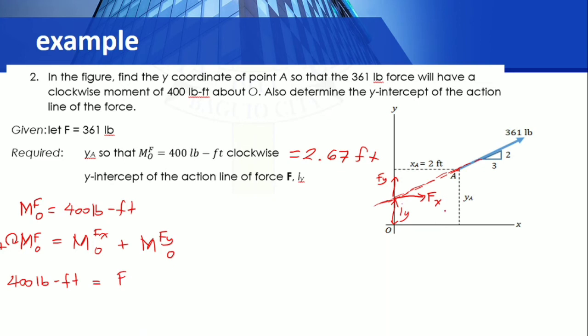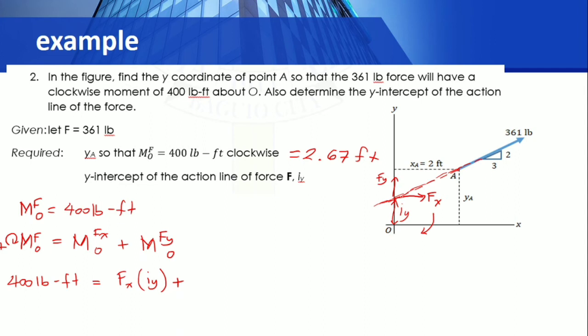So it's positive, since it will rotate this way, given that rotation. So that will be f of x times our iy, which is our y-intercept. So that will be iy plus the moment of our f of y.